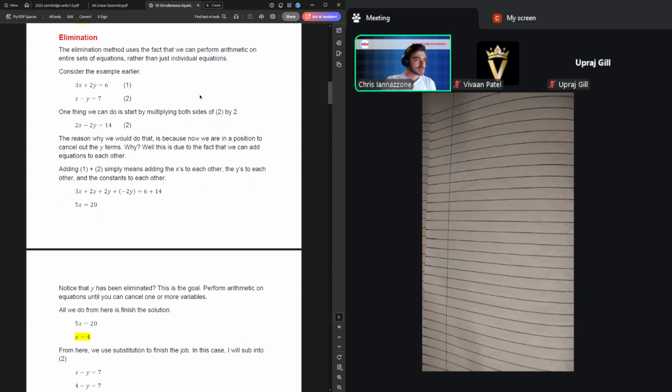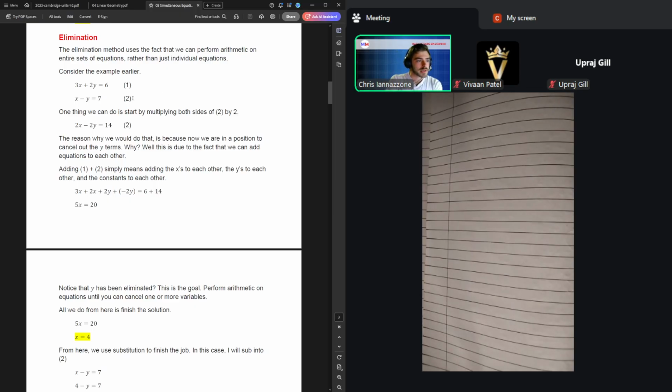Next up, elimination. So this is a bit of a weirder approach to algebra, where kind of like how we can add and subtract both sides of an equation to do basic algebra, like rearranging an equation, we can also do that arithmetic on entire sets of equations. So for instance, what we could do is we could take equation 1 and add it to equation 2, or subtract it from equation 2. We can do full arithmetic like that.